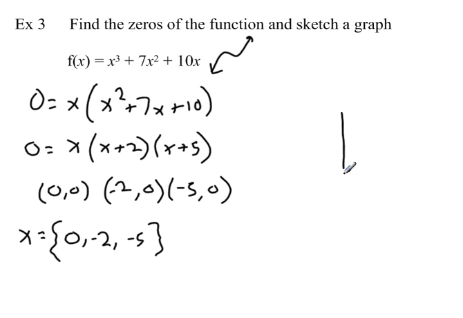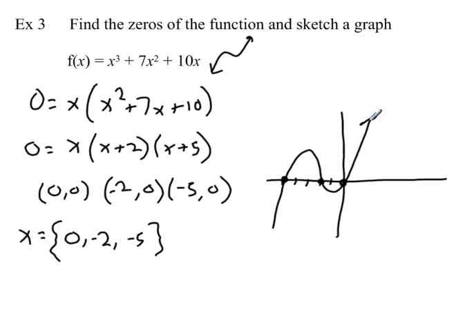So going to a more specific graph, we know that this graph is going to go through the x-axis at 0, at negative 2, and at negative 5. There's your y-intercept as well, so I'm going to bring this sketch up. We'll go through those points, and there it is.